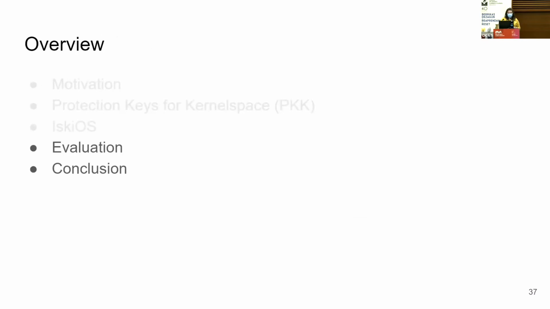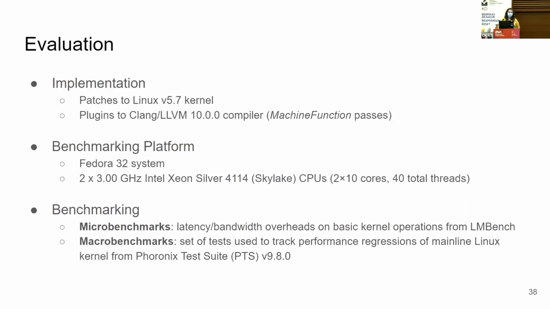So moving to evaluation, we implemented IskiOS as patches to the Linux 5.7 kernel and plugins to the Clang LLVM compiler. We used a Fedora 32 system equipped with 2 Intel Xeon Silver CPUs with 10 cores each. We benchmarked on latency and bandwidth micro benchmarks from the LMbench suite, and also used real-world applications from the Phoronix test suite that are used to track performance regressions of the mainline Linux kernel.